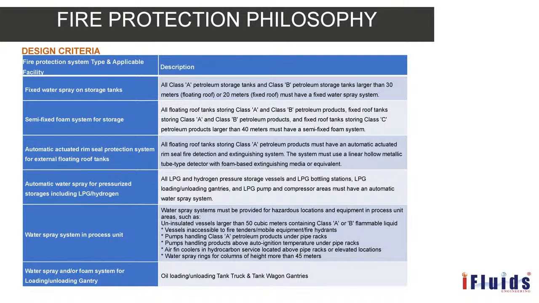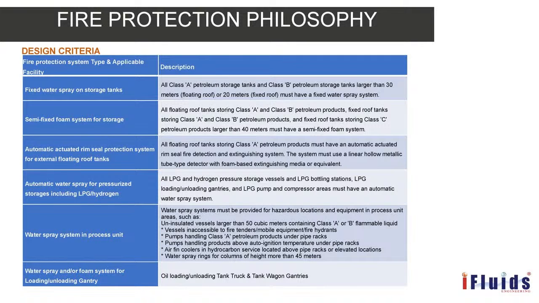If the automatic water spray system has to be provided inside process units, the critical process units are also mentioned here. If any vessel is uninsulated and has a capacity larger than 50 cubic meters, and if it stores Class A and Class B flammable liquid, then this water spray system has to be provided. Similarly, if mobile firefighting or a fire hydrant system is not accessible to a particular vessel, then a water spray system has to be provided.